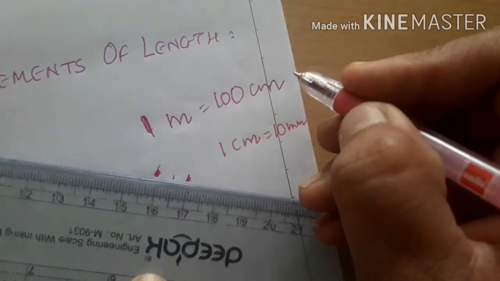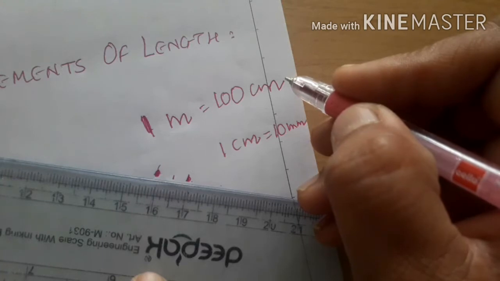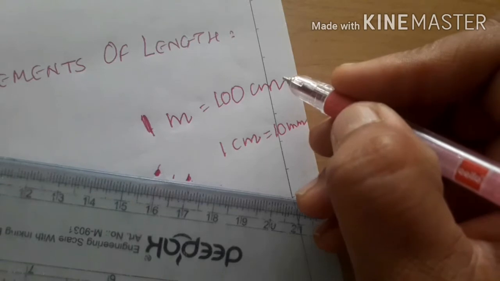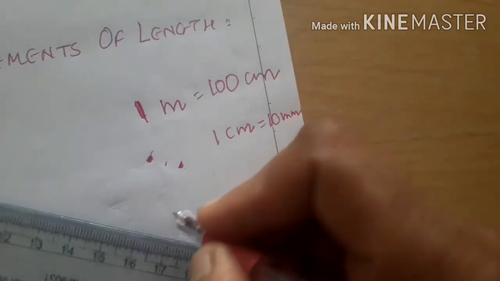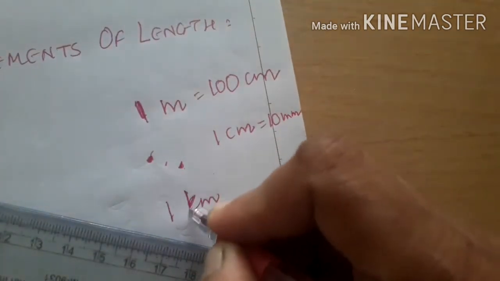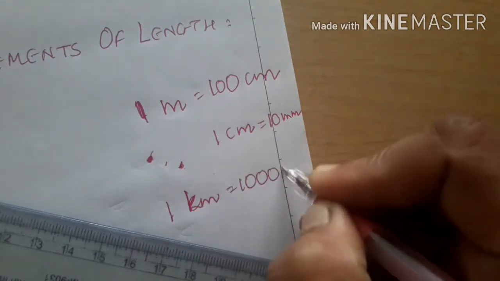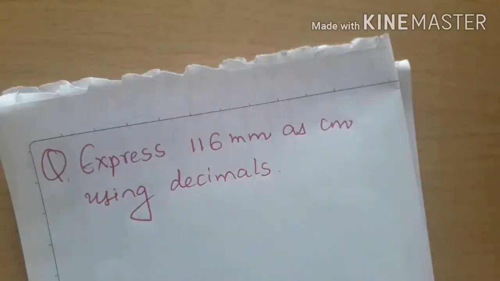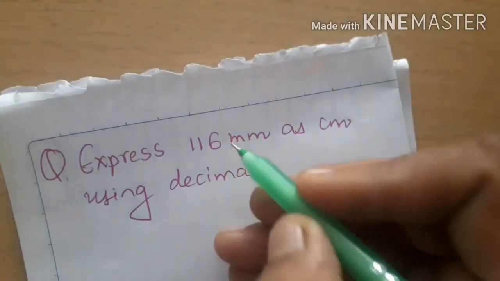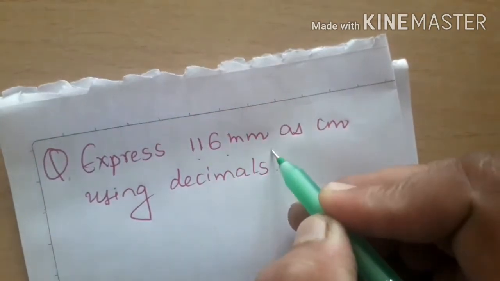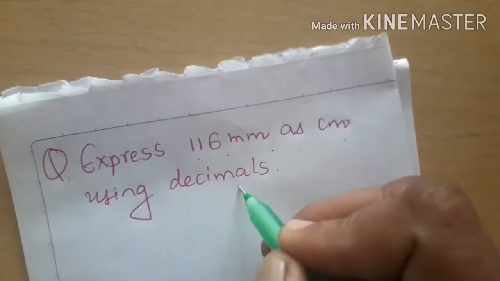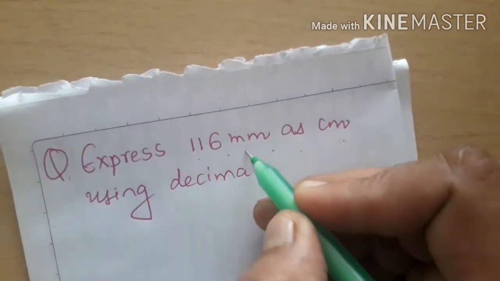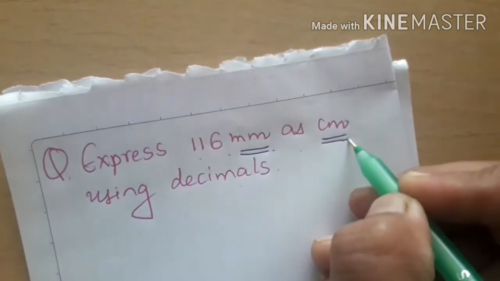Okay, and the distance between two cities, if I want to measure, then I use the bigger unit of length, that is kilometer. How much is 1 kilometer? 1 kilometer is 1000 meters. Okay, see the question given here. You have to express 116 millimeters as centimeter using decimals. So first what I need to recall is the relationship between millimeter and centimeter.